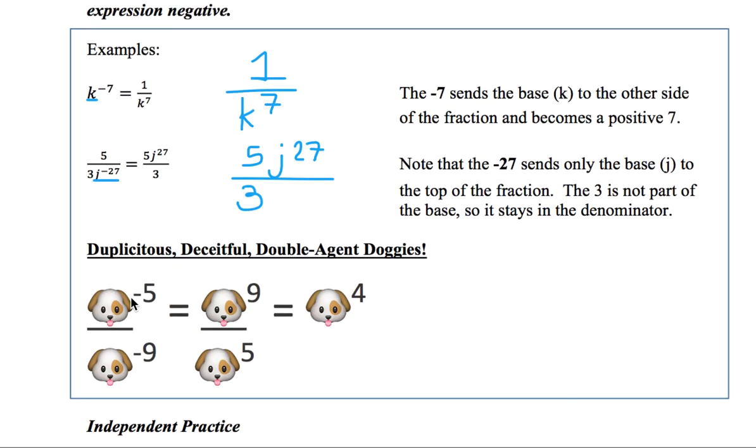So here we have this dog fraction, d to the negative 5 over d to the negative 9. So again, we just move these 5 dogs from the top to the bottom because they're actually evil dogs, and these 9 on the bottom are actually good, so they move to the top. And then we can battle it out and do 9 minus 5 and get 4. So at the end of this battle, 4 good dogs survive.